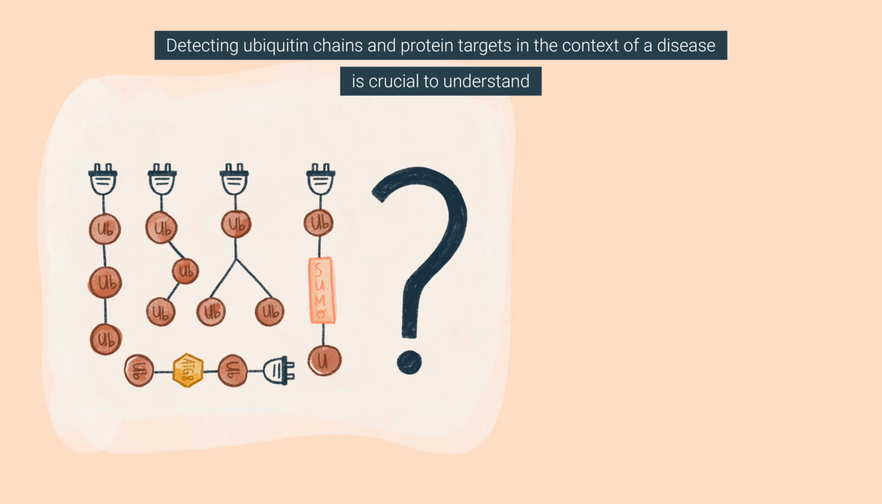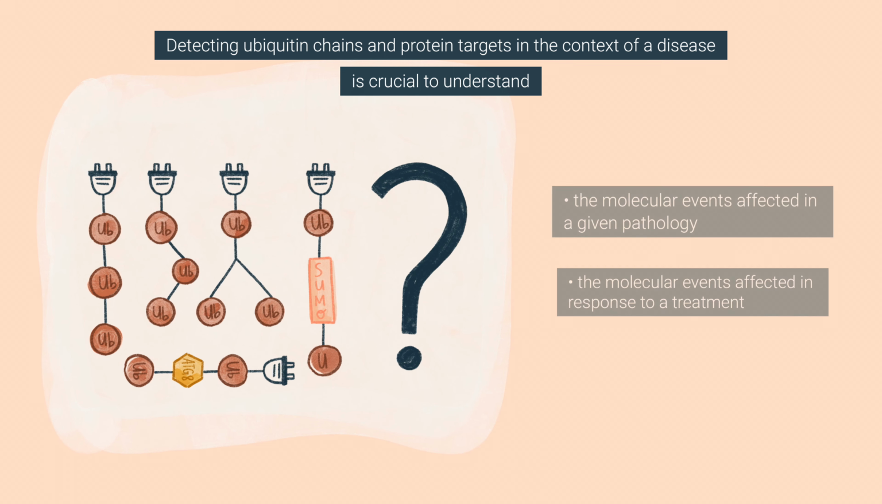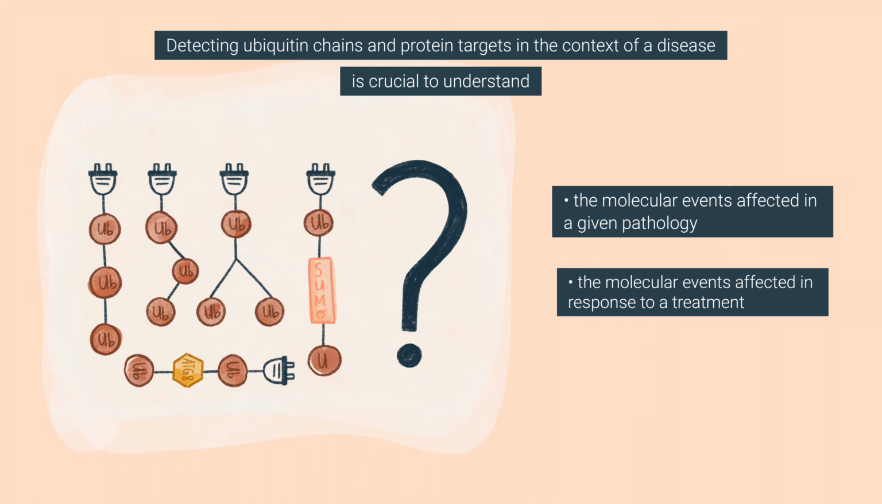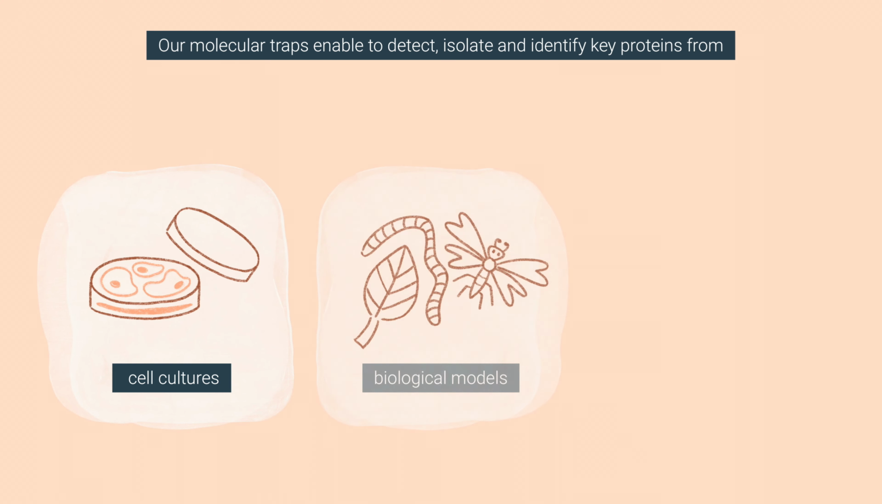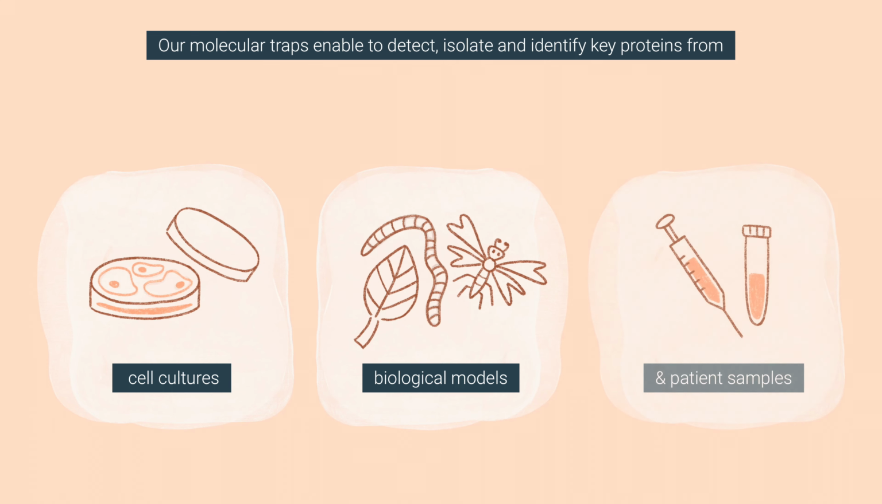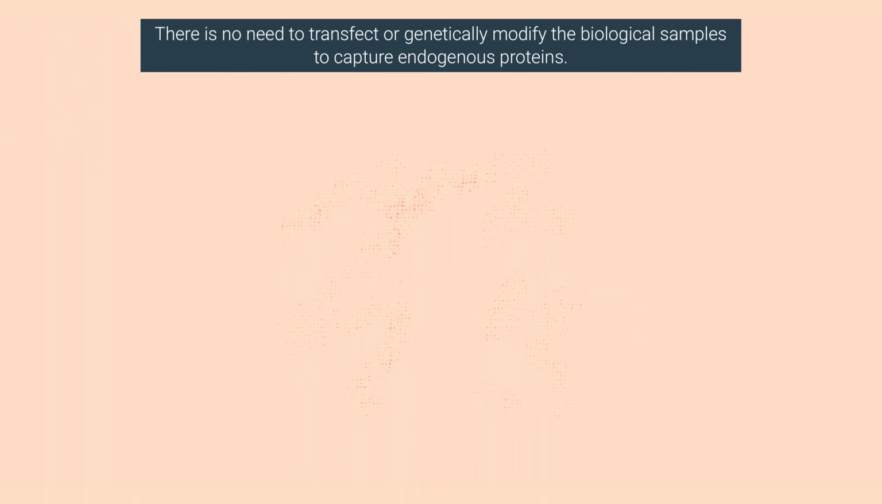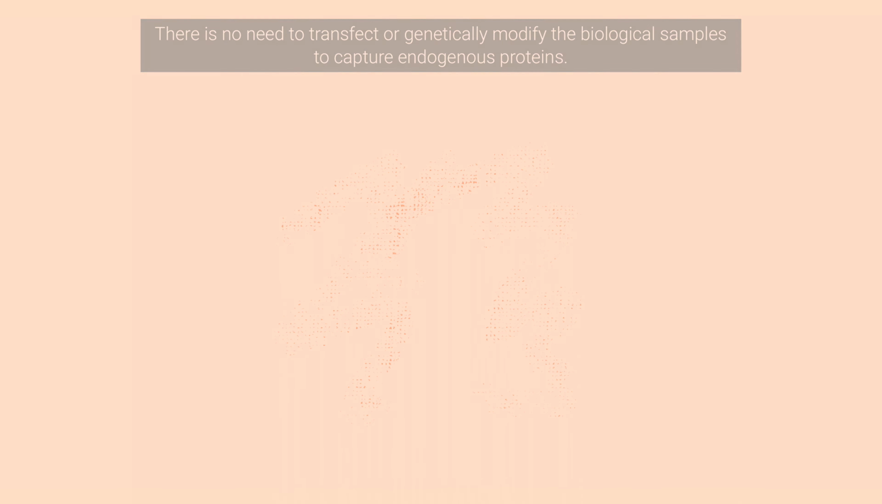Detecting ubiquitin chains and protein targets in the context of a disease is crucial to understand the molecular events affected in a given pathology or in response to a treatment. Our molecular traps enable to detect, isolate, and identify key proteins from cell cultures, various biological models, but also from patient samples. There is no need to transfect or genetically modify the biological samples to capture endogenous proteins.